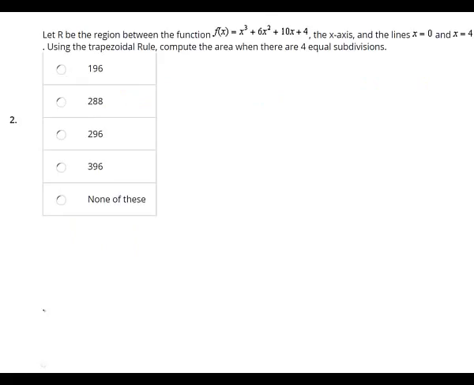All right. Okay, so this one says, let the region between this function, the x-axis, and these lines be R, and then use the trapezoidal rule to compute the area where there are 4 equal subdivisions. Okay, so when I'm integrating, it wants me to use trapezoid, right? The idea is you've got some kind of a cubic function, the x-axis and the lines 0 to 4, and you have to find that area, okay? So I'm going to use the trapezoidal rule to do that.